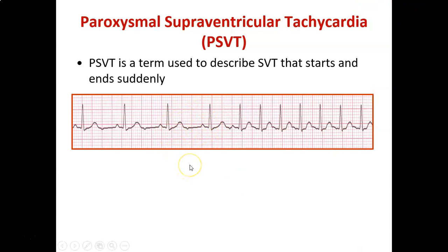There is another variety of SVT called paroxysmal supraventricular tachycardia. What it means, PSVT is a term used to describe SVT that starts and ends suddenly, or there are features of the normal sinus rhythm. Look at here, P wave QRS complex T, P QRS complex T, P QRS complex T. Then there is some abnormal activity, some ectopic focus takes over from the SA node, and it starts generating its own electricity in the form of SVT.